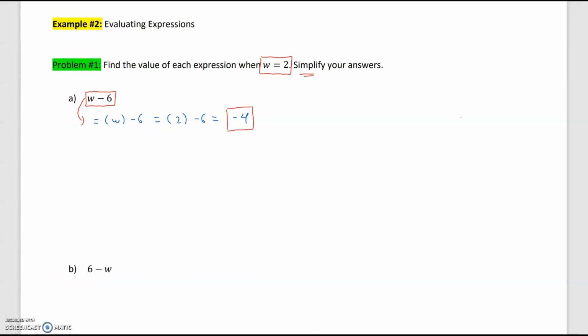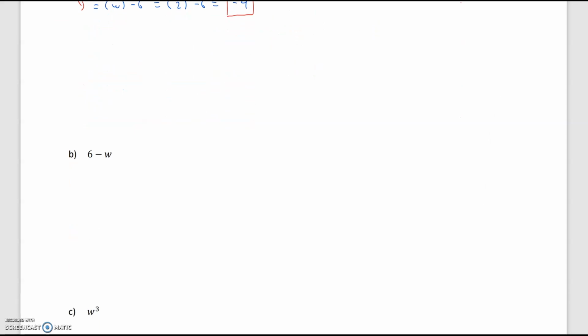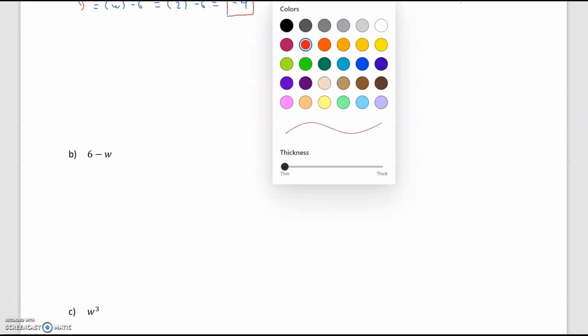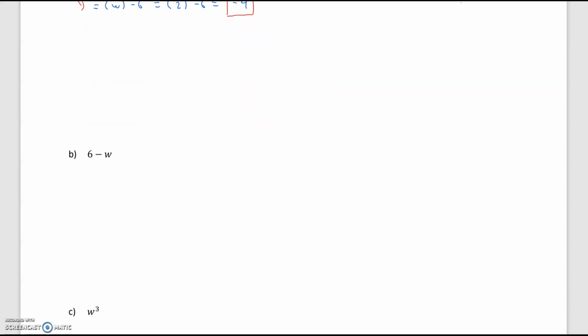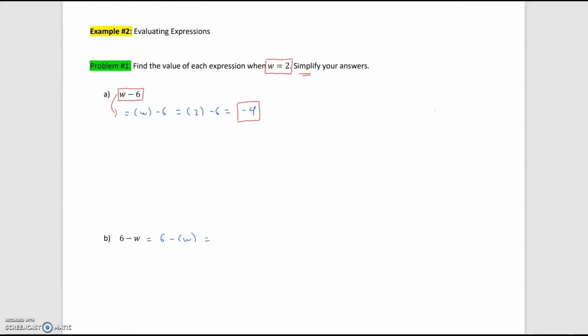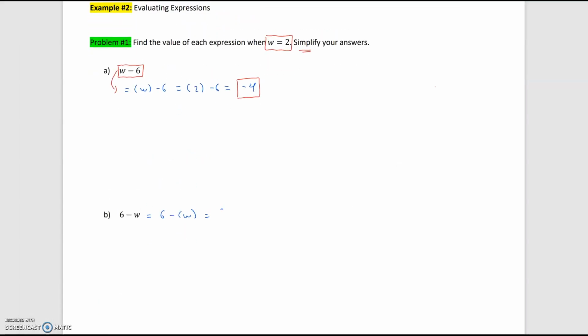For example, let's take a look at problem B. In problem B, I'm going to do the same process. I'm just going to put a parenthesis on the w. So this is equivalent to 6 minus w. And then they still want us to plug in the value of 2. So this will be 6 minus 2, which is 4. So be careful on every one of these expressions. They're technically different.